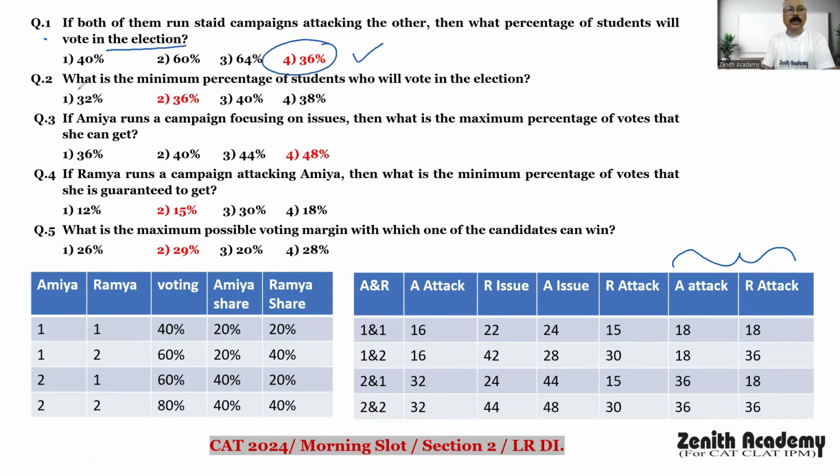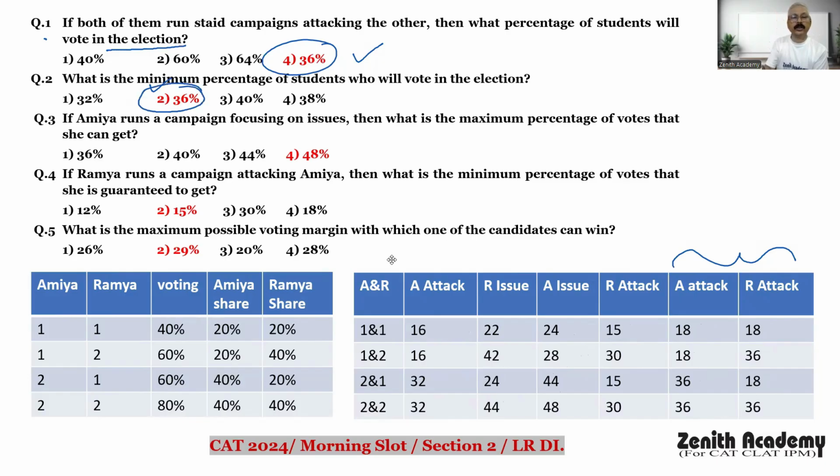Question number 2. What is the minimum percentage of the students who will vote in the elections? So now see this in all possible conditions. So for the minimum, here 18, 36. It is more than 36. It is more than 36. More than 36 means the sum of both will be the total voting. In this case also. Okay. So what is the minimum percentage? 18 plus 18, this is going to be the minimum. So the answer is 36, correct.